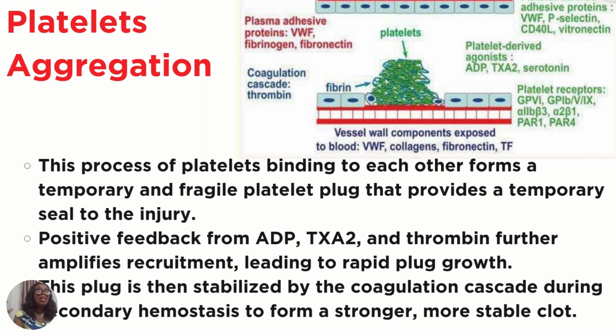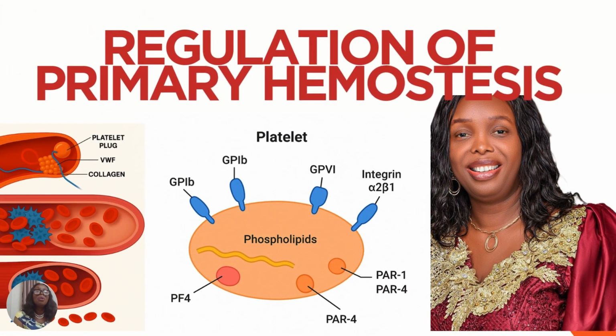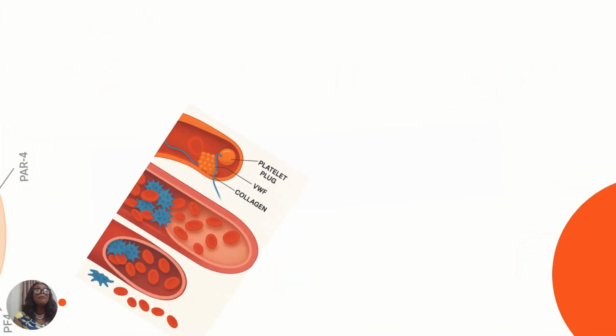Now, once this is done, the receptors glycoprotein 2b and 3a help to link the adjacent platelets together with the help of fibrinogen to form a mesh-like structure, what we call what? Platelet plug. This platelet plug is not that strong. It is stabilized by the secondary hemostasis, which we are going to look at at a later date.